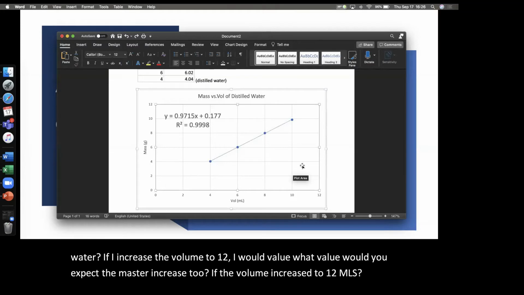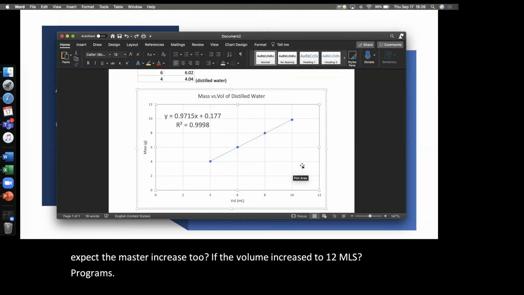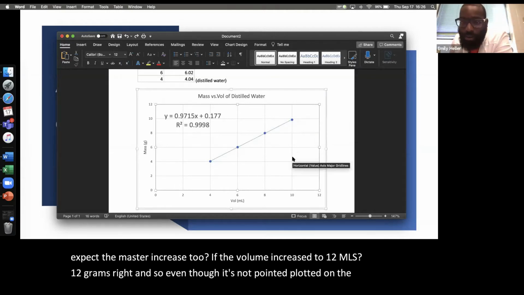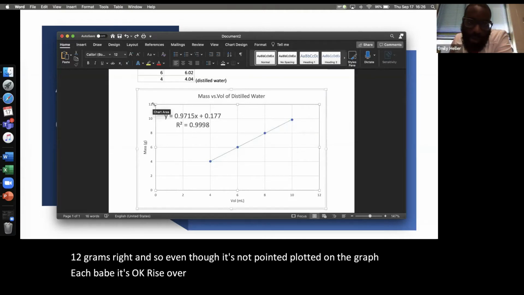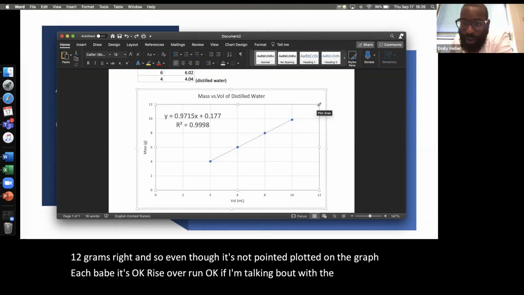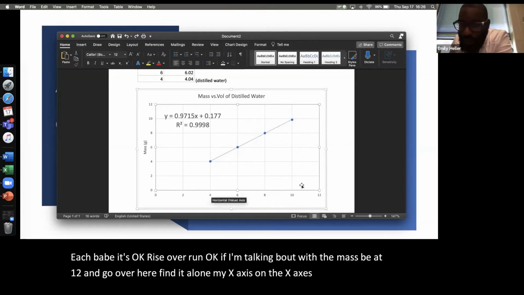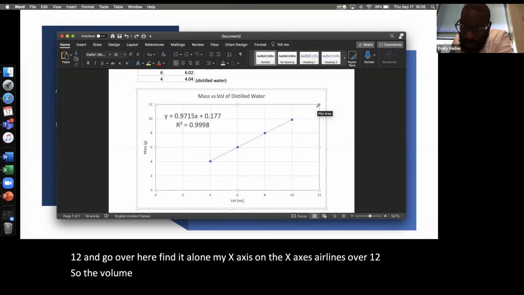12 grams. 12 grams, right? And so even though it's not plotted on the graph, you should be able to say, okay, rise over run. If I'm talking about what the mass would be at 12, go over here, find it along my x-axis. On the x-axis, it lines up with 12. So if the volume increased to 12, it should read out to 12 on the mass, right?